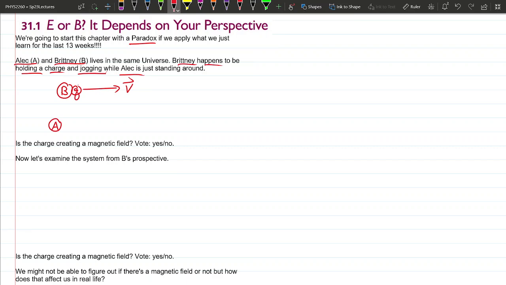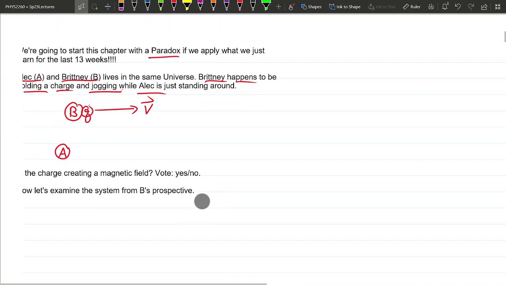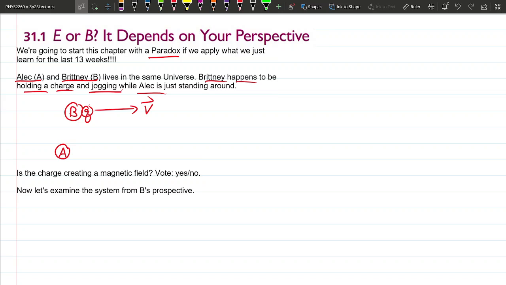The question I want to ask you is: is there a magnetic field in this situation? How many of you think there is a magnetic field? Okay, most of you. How many of you say there's no magnetic field, and I'm just being tricky? You voted for both. Okay, so I am being tricky.